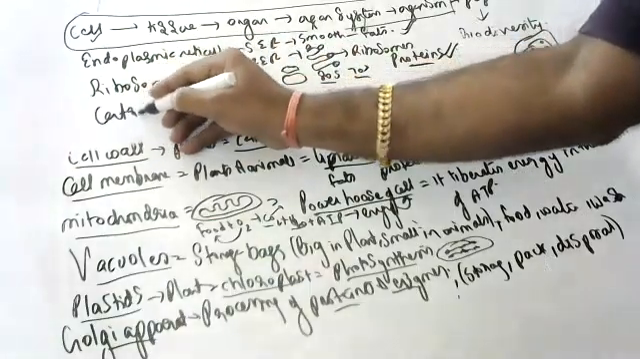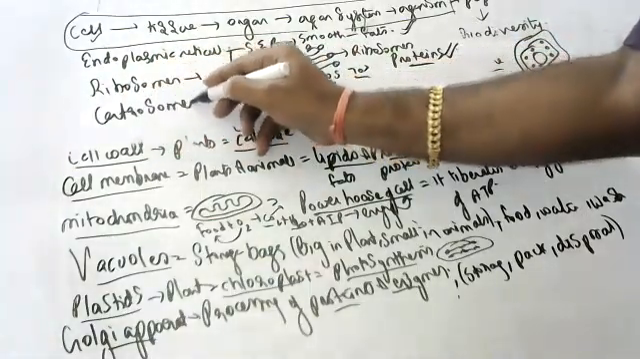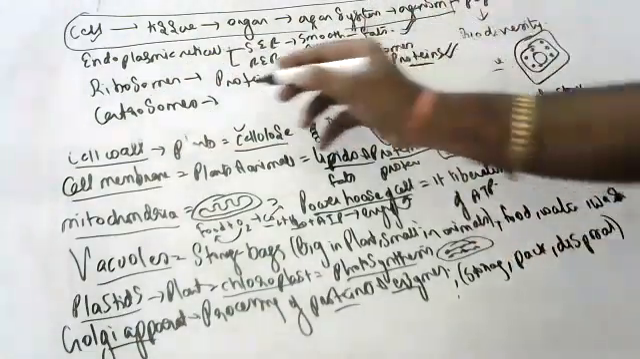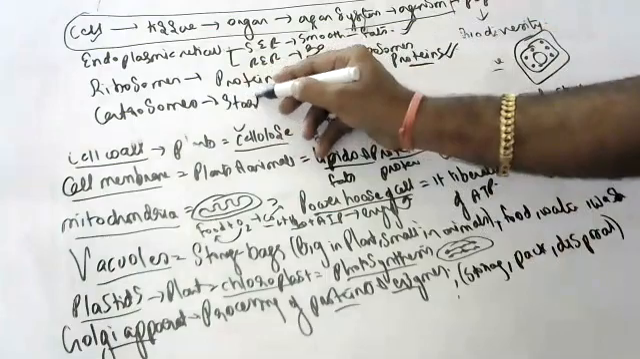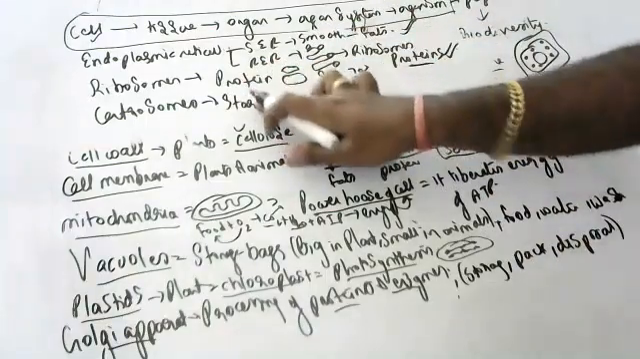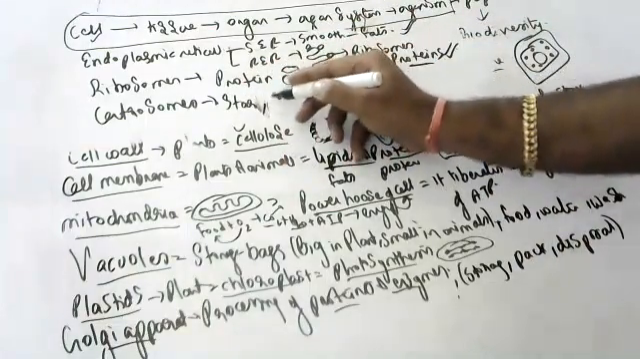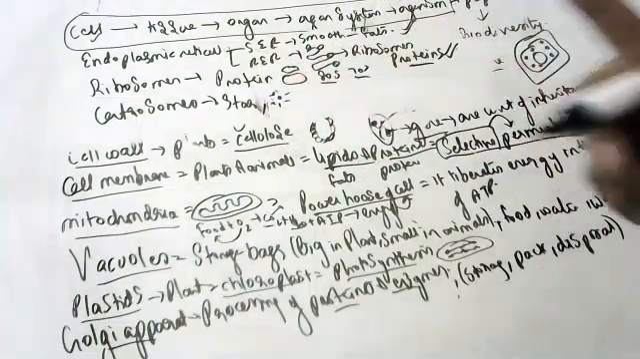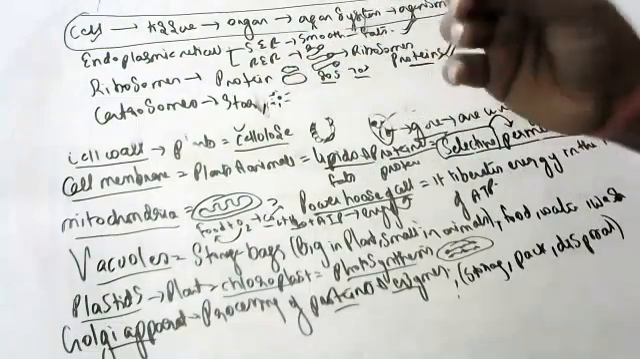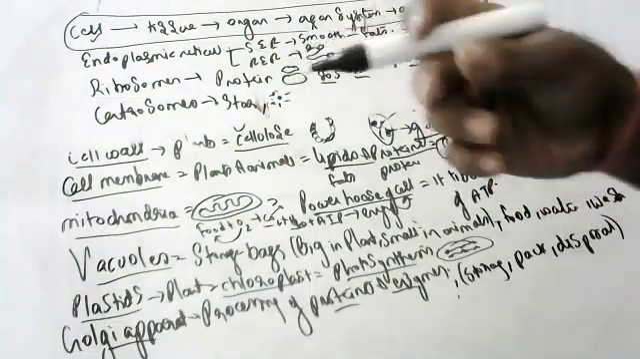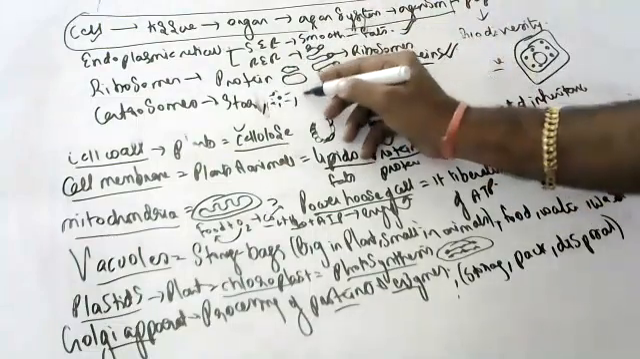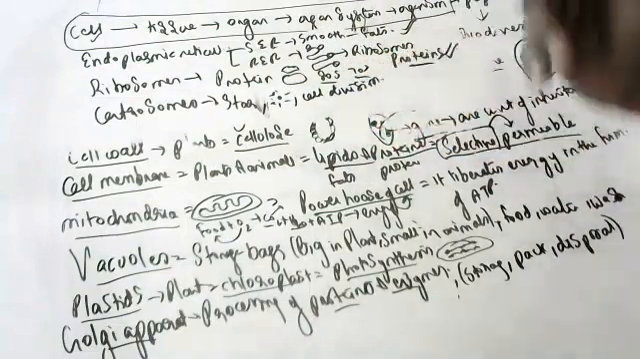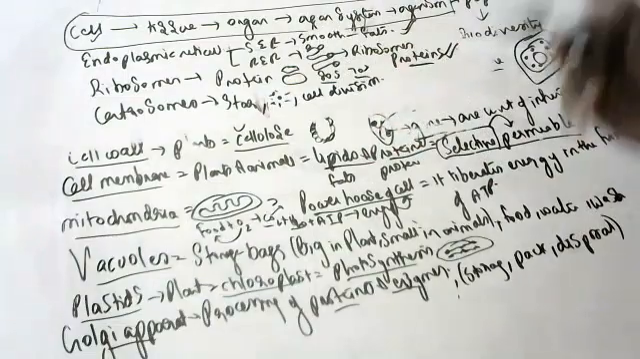Centrosome, I told you they are absent in plants and present in animals. Do you remember, children? Centrosomes are star-like structures present only in animals. Each centrosome consists of two centrioles that are oriented at right angles. They help in cell division. Centrosomes are present only in animals.